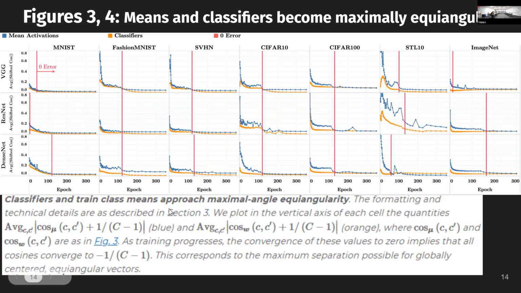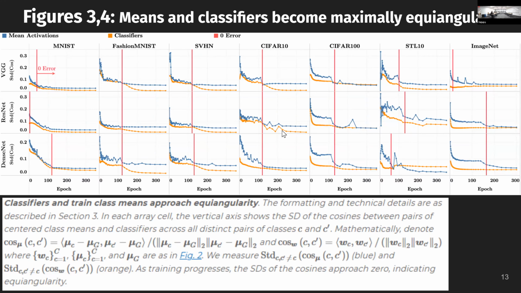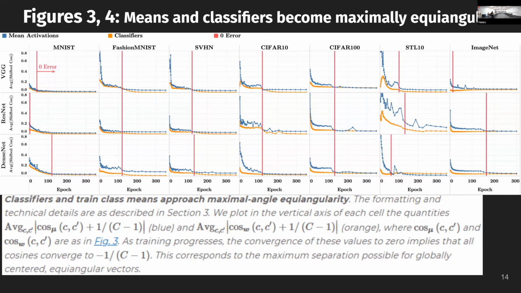And then do the same for blue for the mean activations. So how is this showing? Sorry, I'm trying to differentiate in my mind what is exactly the difference between these. So this is showing the difference between class means. It's the same thing. So cosine is defined as before, it's just shifted.